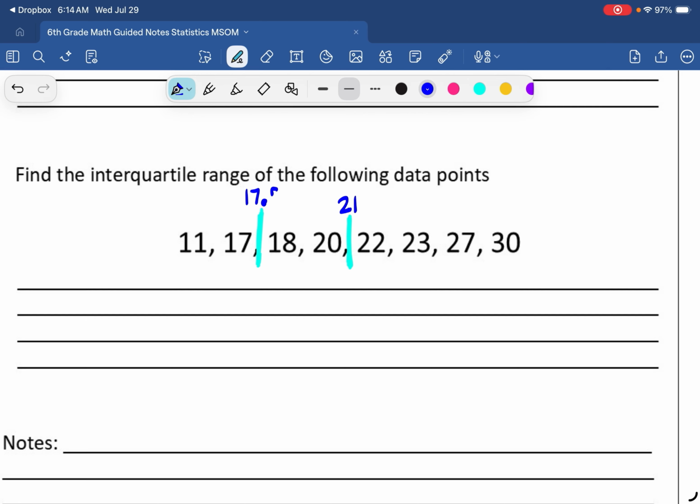If I don't know that, again, I can find the mean. And the number right here between 23 and 27, let's add those. 23 plus 27 divided by 2, and that is 25. So the median of my upper half of my data is 25. Now the interquartile range, IQR, is going to be 25 minus 17.5, and that equals 7.5.